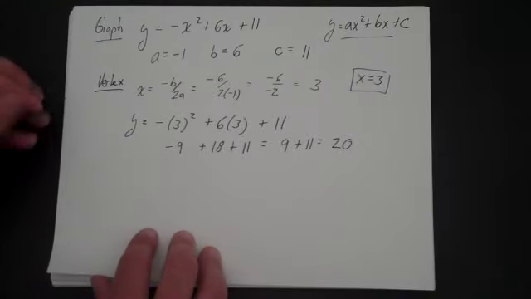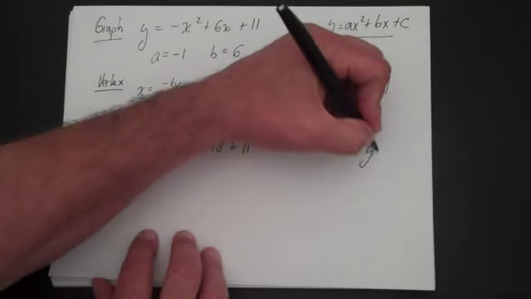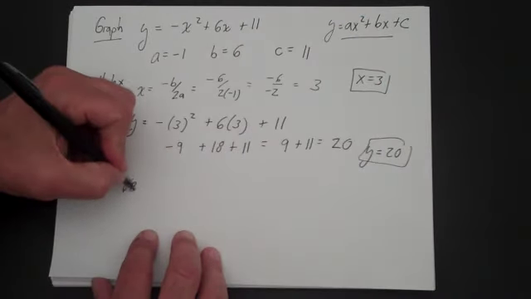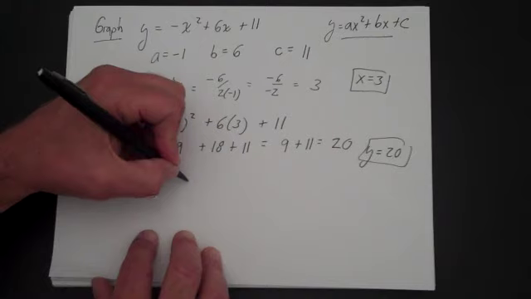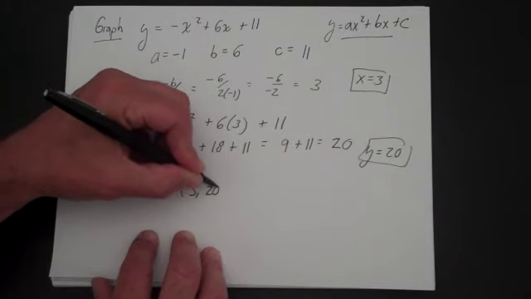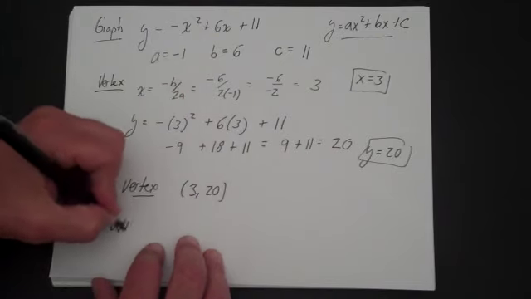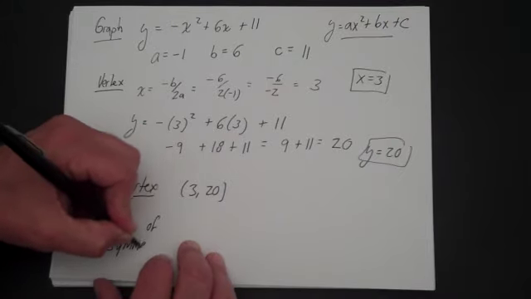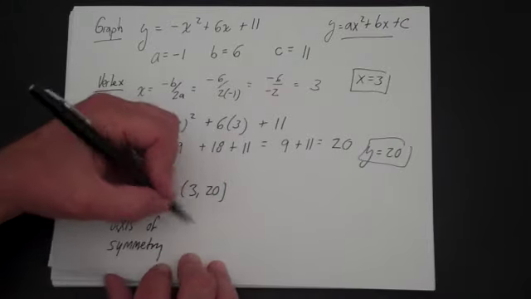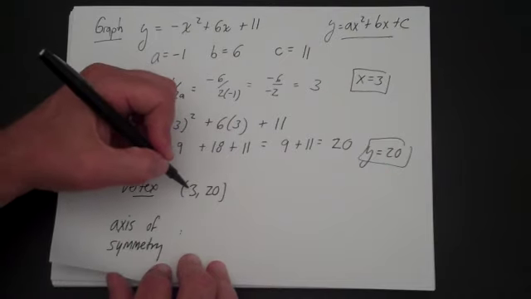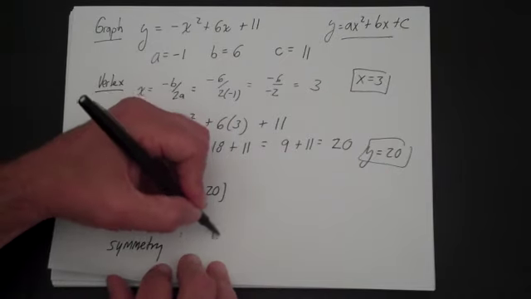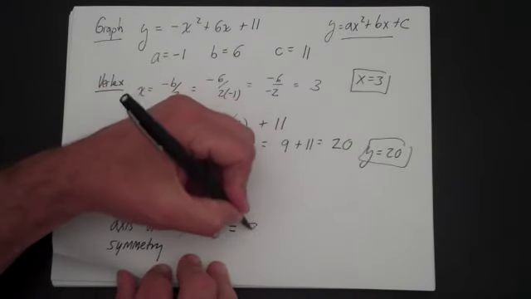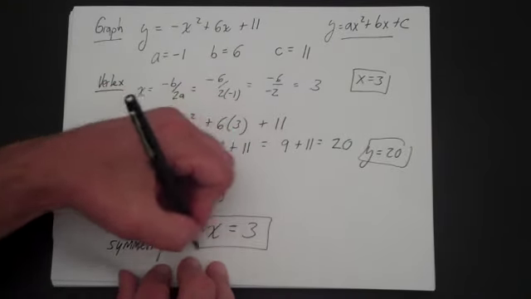The next step, after you find the vertex, is to find the axis of symmetry. The vertex is 3, 20. The axis of symmetry is simply a vertical line that goes through the vertex. Since it's vertical, it's going to be x equals something. Since it goes through the vertex, it's just x is equal to 3. And that's your axis of symmetry.